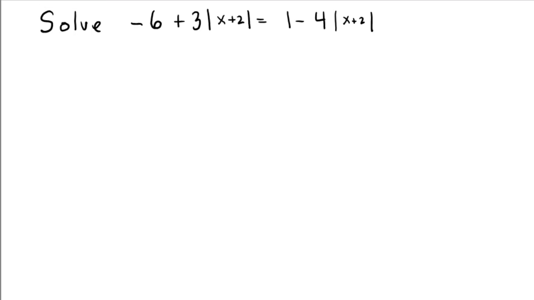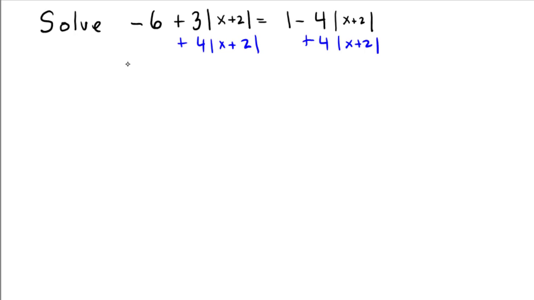Hello, let's try to solve the absolute value equation negative 6 plus 3 absolute value of x plus 2 equals 1 minus 4 times the absolute value of x plus 2. Now in order to solve this, we're going to have to isolate the absolute value. So as our first step, let's add 4 absolute value of x plus 2 to both sides of the equation.